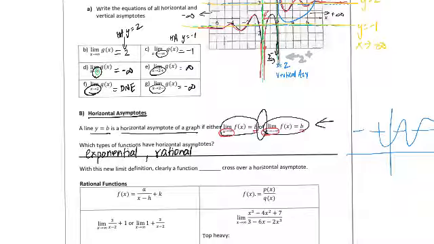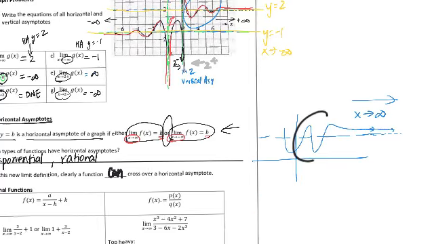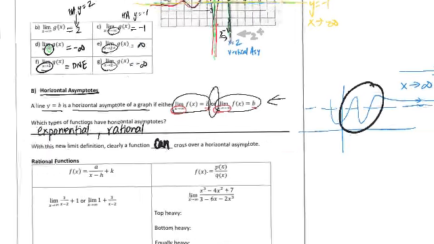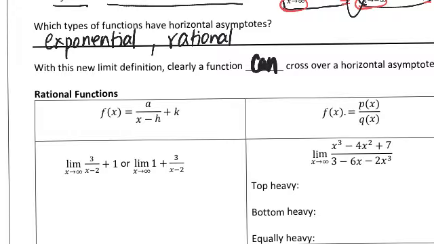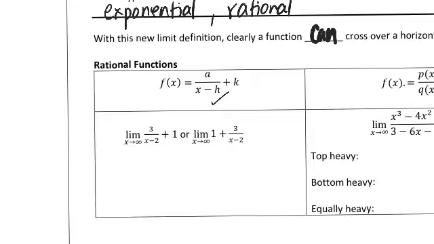Okay, so a graph can cross over a horizontal asymptote, as this graph right here is doing. So recognize that. Okay, rational functions, that's our main category of functions that have horizontal asymptotes. I'll remind you that there are two forms of the rational function. Something that looks like a over x minus h plus k, and then the other form is polynomial over polynomial. So when you look at a function that looks like a over x minus h plus k, the function's going to look something like this right here, okay?